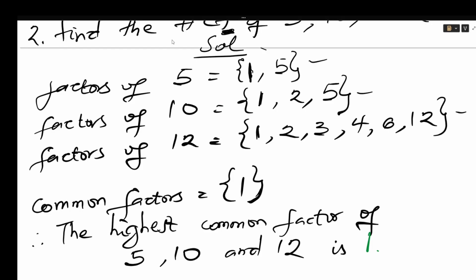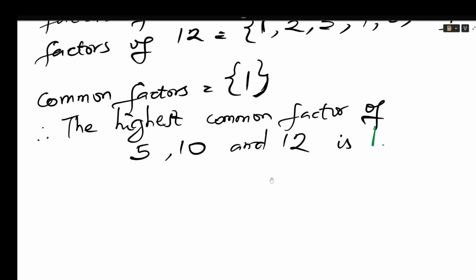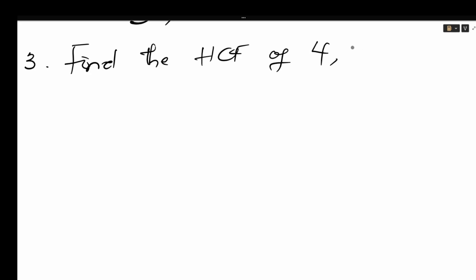Let me give you one to try. You pause the video, you try it, and we'll take the solution together. So find the HCF of 4, 16, and 18. So pause the video, write your steps in your notebook, and let's look at the solution together.